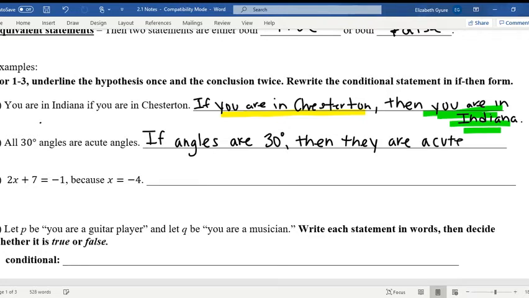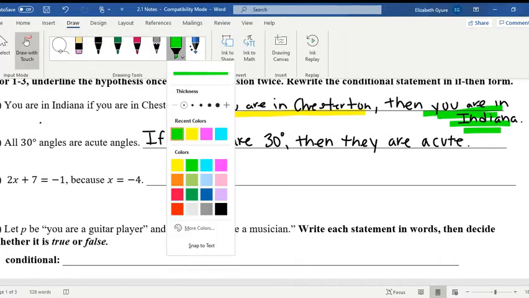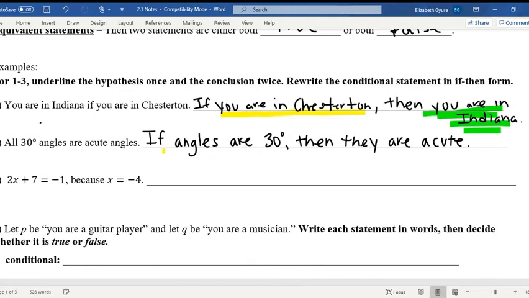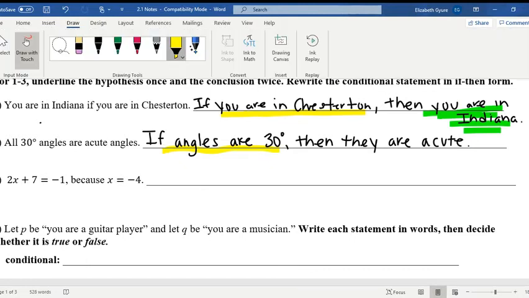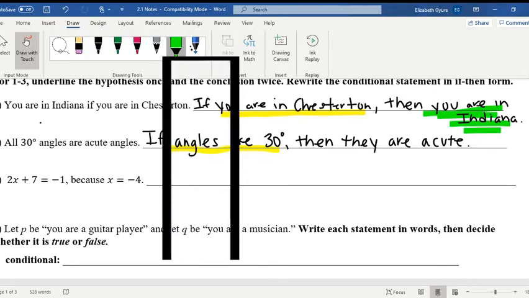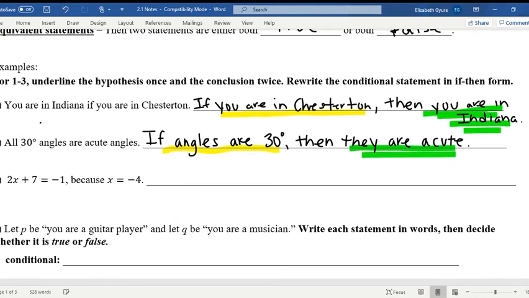Because if you wrote that the other way, that's not necessarily true, right? If you said, if an angle is acute, then it's 30 degrees, that's not necessarily the case. Maybe it's 60 degrees or 45 degrees, right? So again, our part after our if is our hypothesis, and that does not include if, it's just the part after it. So our hypothesis is angles are 30 degrees. Our conclusion comes after our then, which is they are acute.